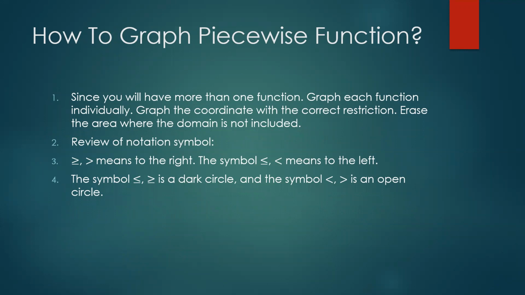Review of notation symbols. Greater than or equal to, or greater than, means to the right. The symbol less than or equal to, or less than, means to the left. And if you have the symbol with that little equal sign, for example less than or equal to or greater than or equal to, it is a dark circle. And the symbol less than or greater than is an open circle. Okay, so that's all you need to know, and let's move on.